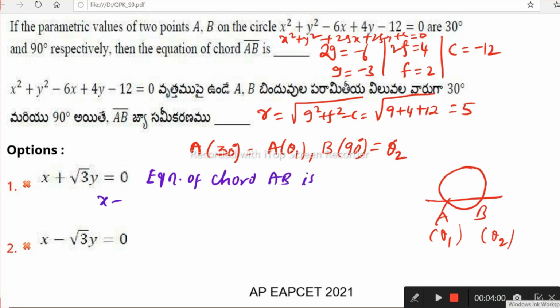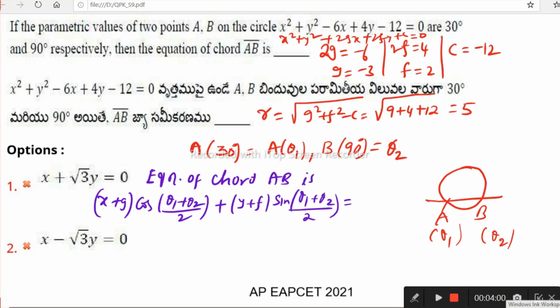x plus g times cos of (theta 1 plus theta 2) by 2, plus y plus f times sin of (theta 1 plus theta 2) by 2, is equal to r times cos of (theta 1 minus theta 2) by 2. Okay, we have to use this formula. Theta 1, theta 2, g, f, r are all ready, so do the substitution. x plus g, we got minus 3, that is x minus 3, of theta 1 plus theta 2. Theta 1 plus theta 2 is 30 plus 90, that is 120, 120 by 2 is 60.